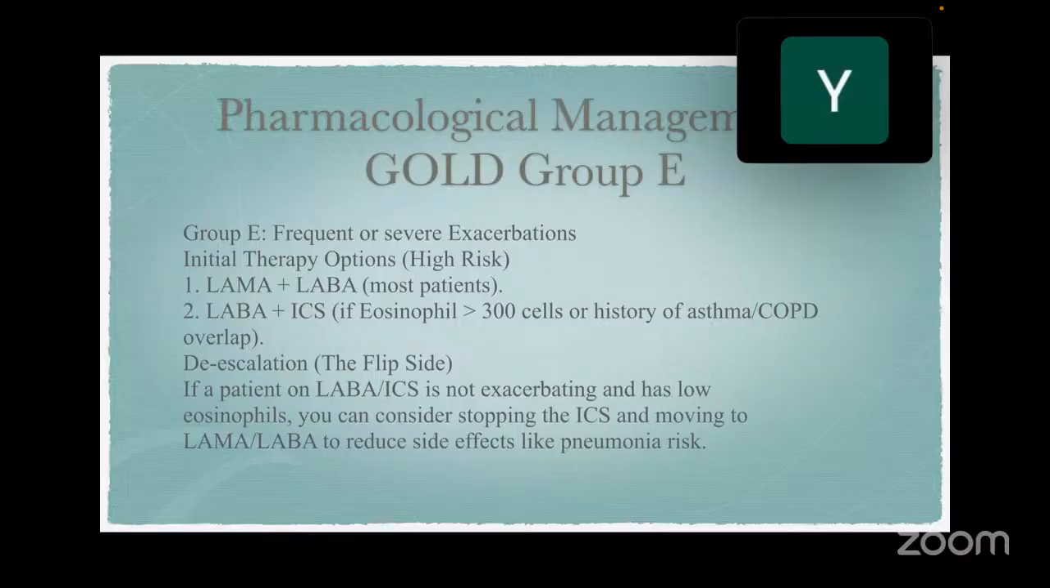Okay, as for group E, this is when we have frequent or severe exacerbations. So for initial therapy options, we're going to use both the LAMA and LABA, or we can use the LABA plus inhaled corticosteroids if the eosinophils are more than 300 cells or the patient has a history of asthma or COPD overlap. Another thing that we should consider is that inhaled corticosteroids increase the risk of pneumonia. That's why if the patient has high risk of pneumonia, we're just going to avoid it completely and just focus on giving them a LAMA and LABA.